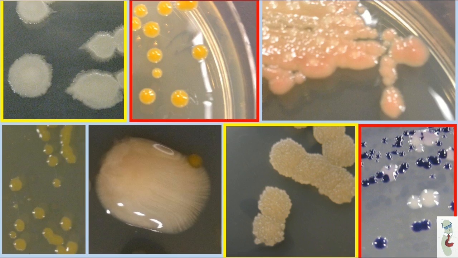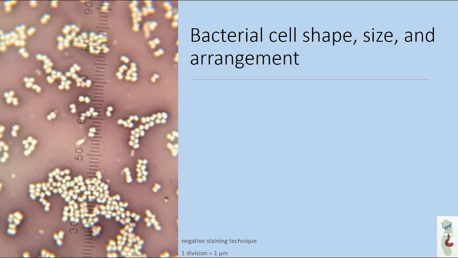So now let's look at individual cells. Let's see what they look like. In order to see individual cells, we need to take a sample from a single colony, such as one of these, and smear it on a microscope slide. We'll then add a stain to increase the contrast between the cells and their background and examine them using a compound light microscope. Because of their size, we typically magnify their images 1,000 times.